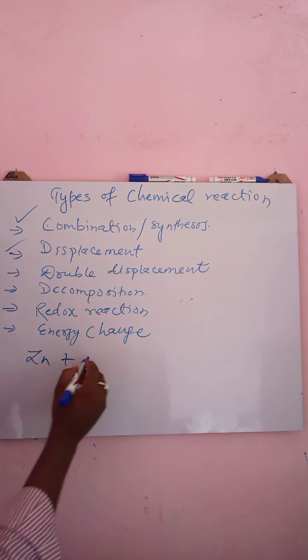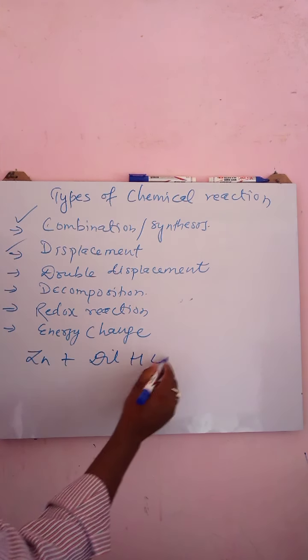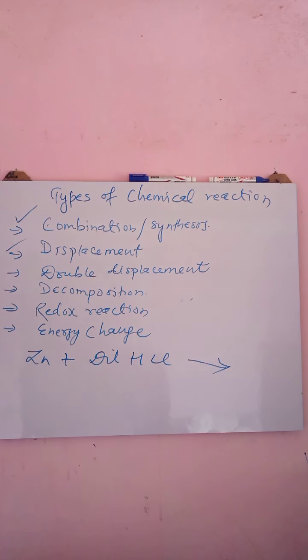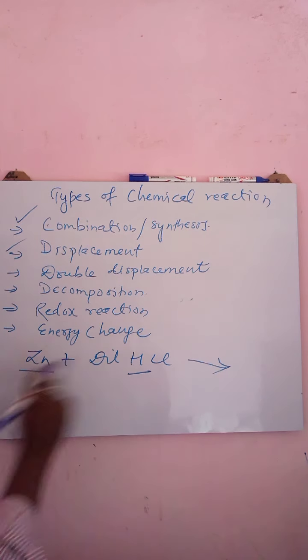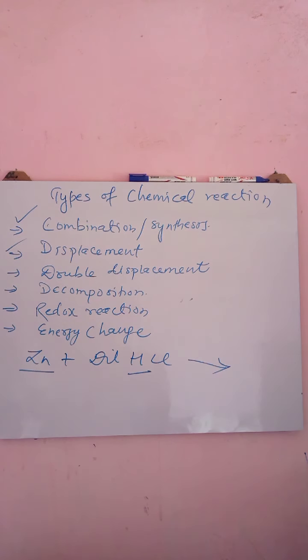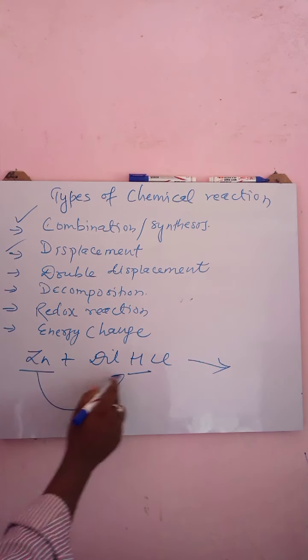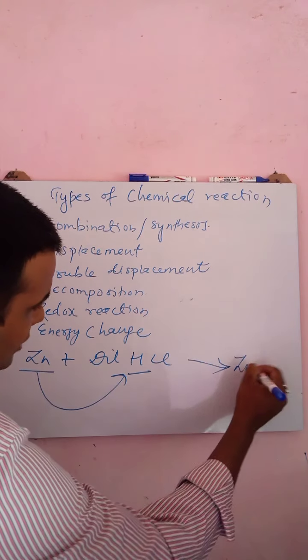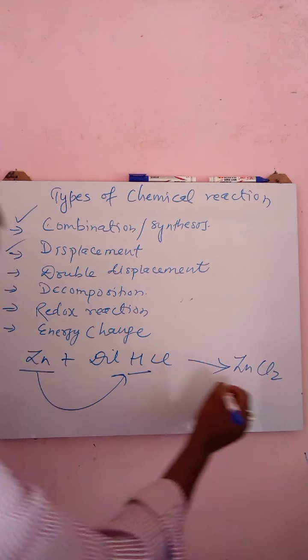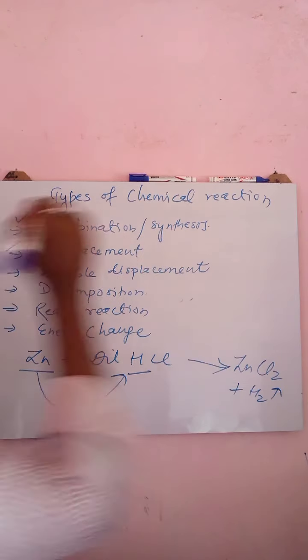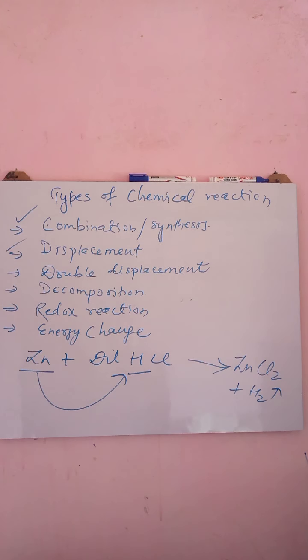zinc granules treated with dilute HCl. If we talk about the position of zinc and hydrogen in the metals reactivity series, right? Zinc is at the top side while hydrogen is below zinc. It means zinc, due to its high reactivity, can replace hydrogen and take the place of hydrogen to form ZnCl2, and hydrogen gas is released. So such kind of reaction is known as displacement reaction.